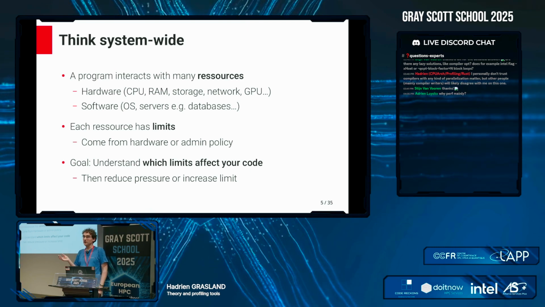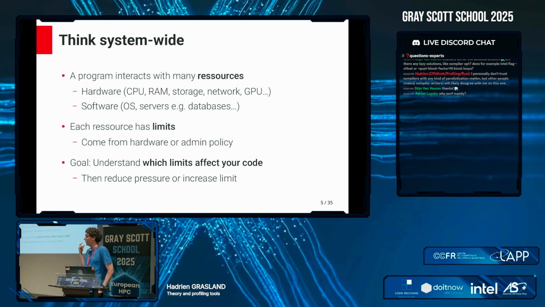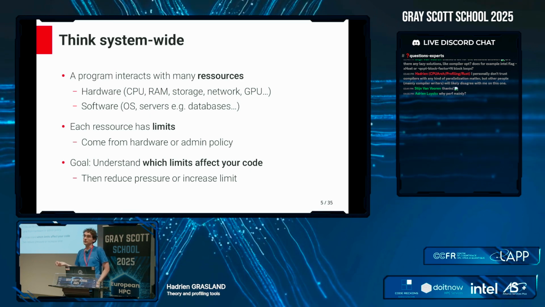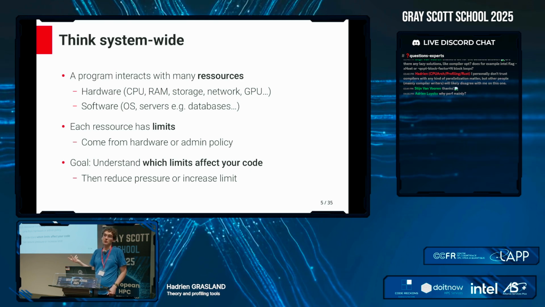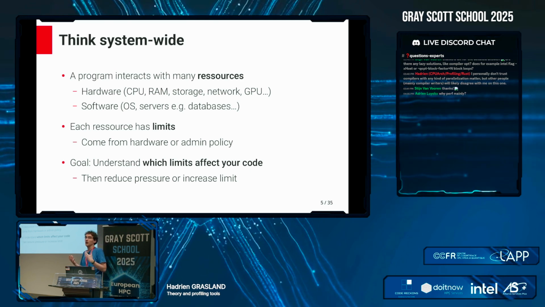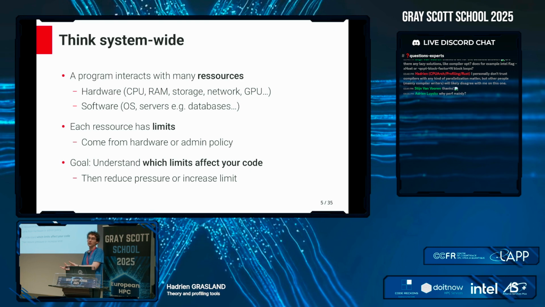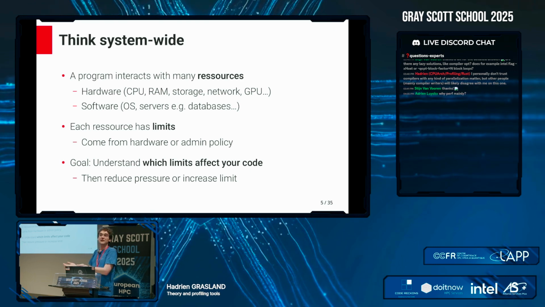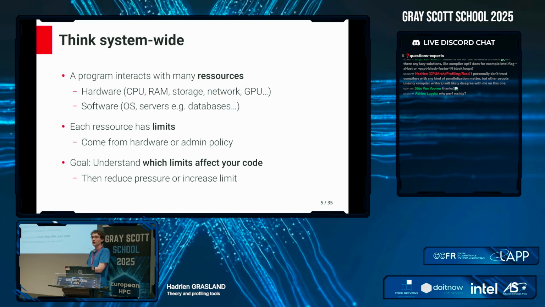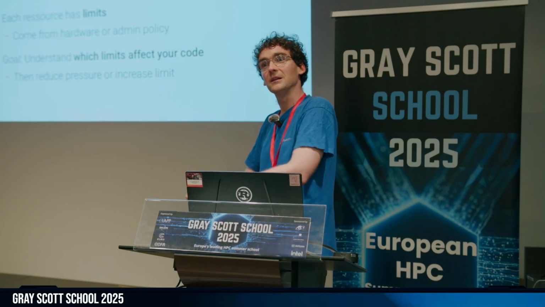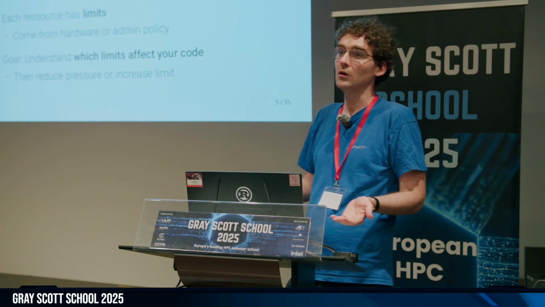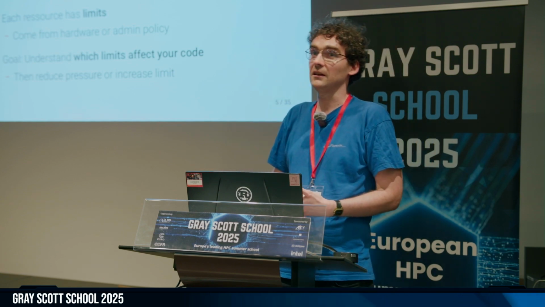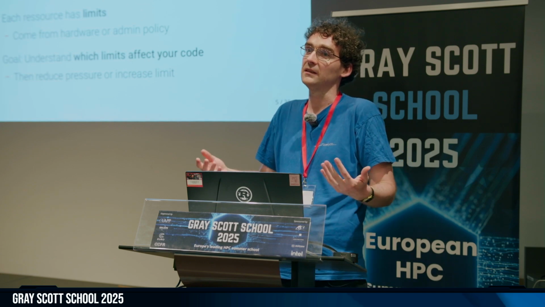So the goal of this first stage is to identify which of these limits affect your code. And then we can proceed with 2 solutions. Either we can modify our program to put less use on the resource. That's reducing the pressure on the limit. Or if we're rich, we can throw more hardware at the problem, or more powerful hardware, and we can increase the limit. This is not an approach we discuss in this school, but it occasionally comes in handy when, for example, the limit is just a bad system setting that you should change.